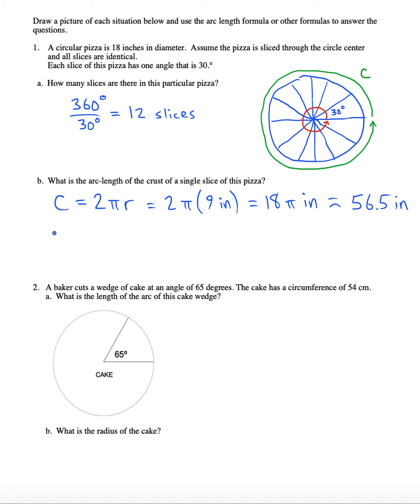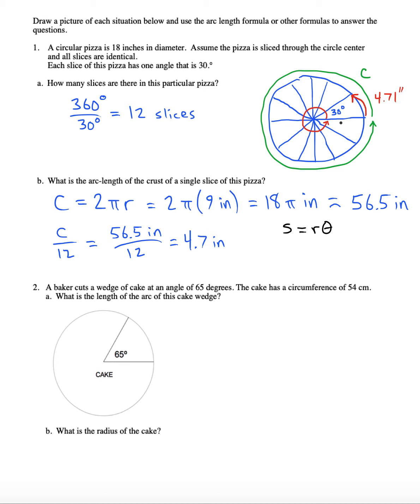All right, now that we know the circumference, we could take C and divide by 12. We get 4.7 inches. That would be the length of just one piece of pizza, 4.71. But I want to find that same answer using a new formula. And the new formula is S equals R theta.